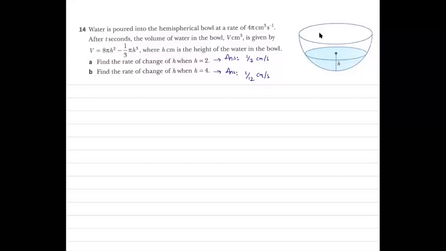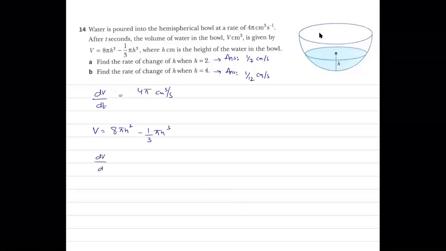The question says water is being poured into the hemispherical bowl at a rate of 4-5 centimeter cube per second. That means dV by dt, the rate of change of volume of water that is entering. So the flow is inside. So dV over dt is 4-5 centimeter cube per second. After t seconds, the volume of the water in the bowl is given by this equation, 8 pi h square minus 1 over 3 pi h cube, where h is the height. Find the rate of change of h when h is 2.